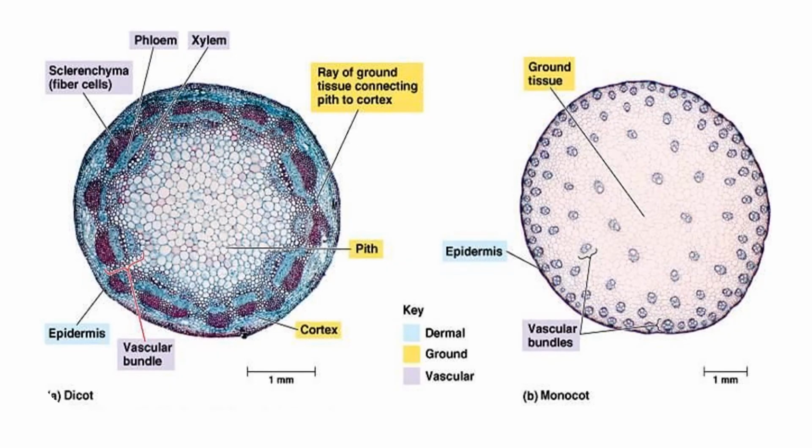Again, this is a picture of how the vascular, the ground, and the dermal tissues would look altogether under the microscope.